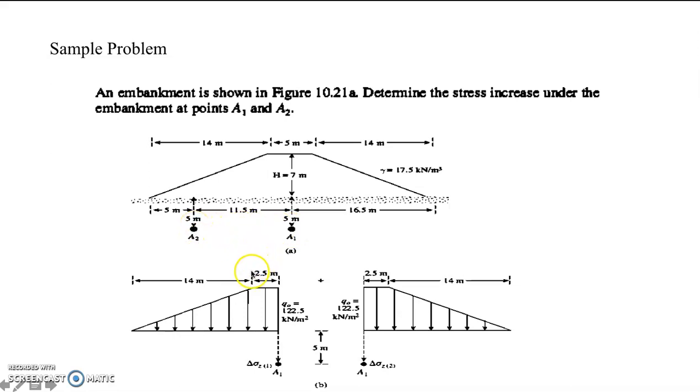Okay, let's get the stress first, the stress at point A sub 1. To get the stress at point A sub 1, we're going to have this illustration. So basically, we try to isolate halfway, to the left of point A sub 1 and to the right of point A sub 1. So this Q is equal to 7 times 17.5, which gives us 122.5. Of course, it is symmetrical, so this is also 122.5 kilonewton per meter squared.